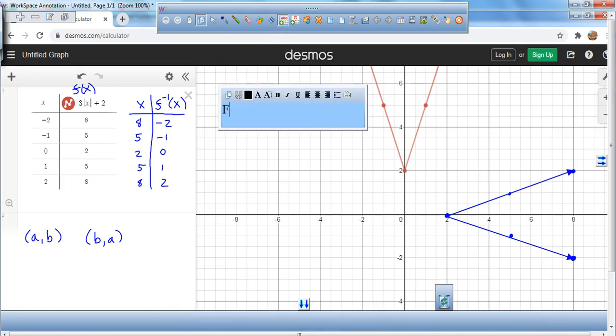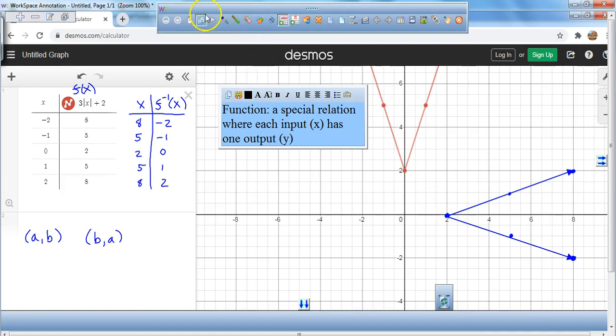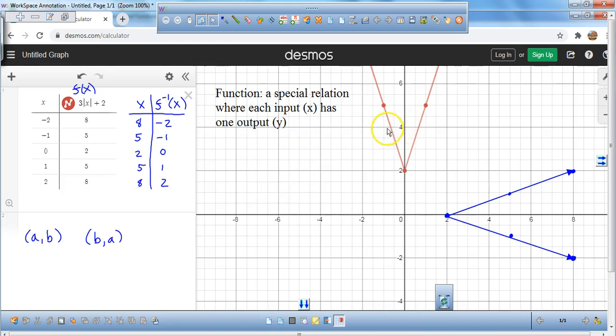So what is a function? A function, the old definition: a special relation where each input, which is like your x value, has one output, which is your y value. So that is the definition of a function. Now, this is a function because each input has one output.